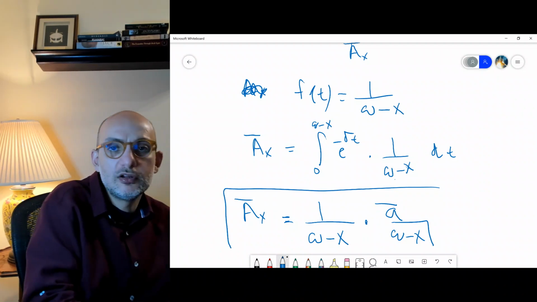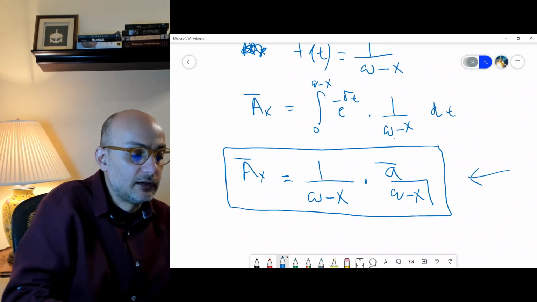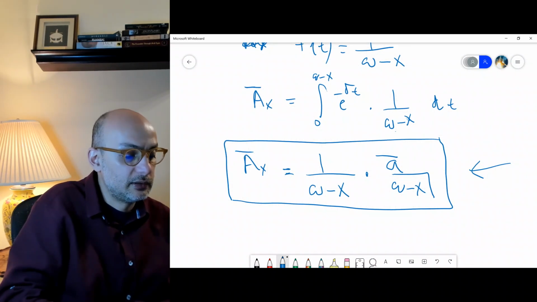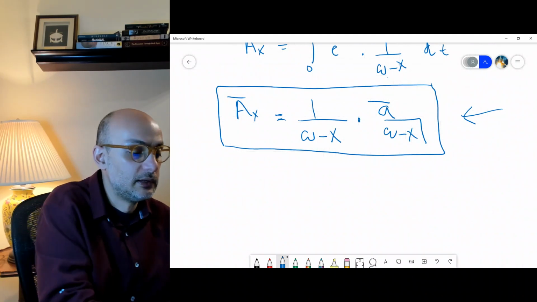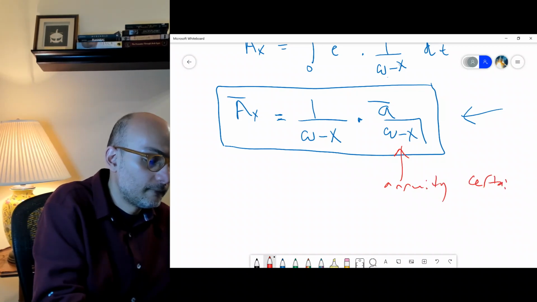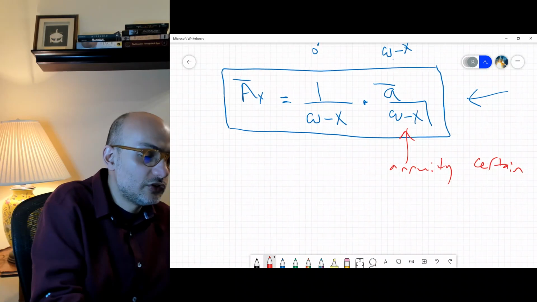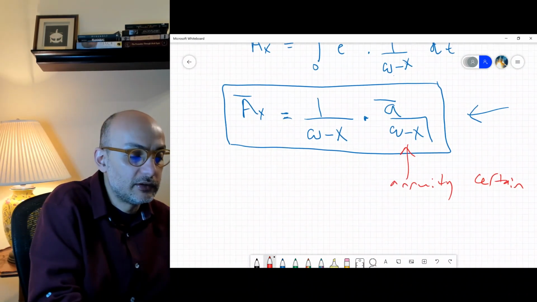This is something you really need to memorize. It's a very important relationship, and you can expect many questions related to using this formula. And what is this? Just to remind us, it's annuity certain. So we take the annuity certain and we divide it by omega minus x.